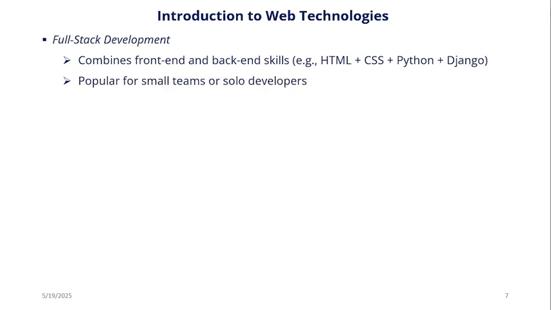So why is it necessary for people to learn to become full stack developers? It's popular for small teams or solo developers. There are many companies that are not big enough to hire one person as a front end, another person as a back end. So they normally want somebody that is more versatile. If you learn something like Django, it's going to give you that versatility that enables you to perform both as a front end developer and also as a back end developer.